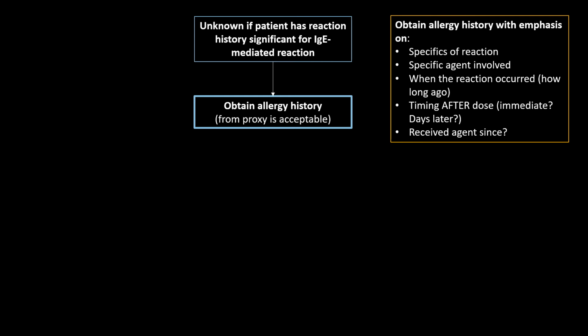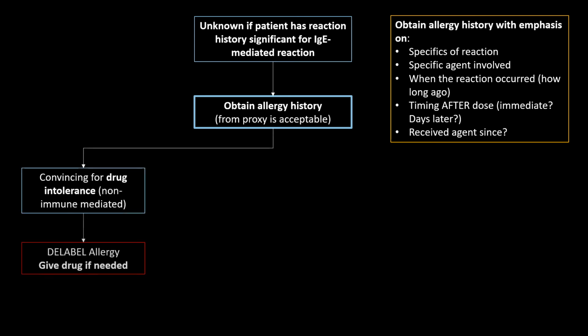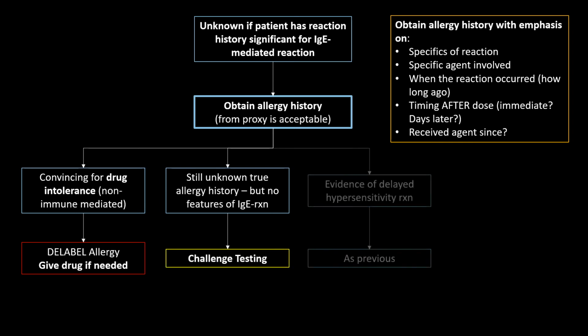If based on this history, we are convinced this was actually a drug intolerance and not a hypersensitivity, we can delabel the allergy. As an opinion, there is no clinical utility to placing intolerances on a patient chart, since it would almost never change therapy. For example, if ramipril caused hypotension, we would actually know the drug is working. Or if penicillin caused diarrhea, it would never stop me from choosing this antibiotic if it was needed. Next, if the reaction was still unclear but had no features of an IgE-mediated reaction, challenge testing may be an option, just like with delayed type reactions.